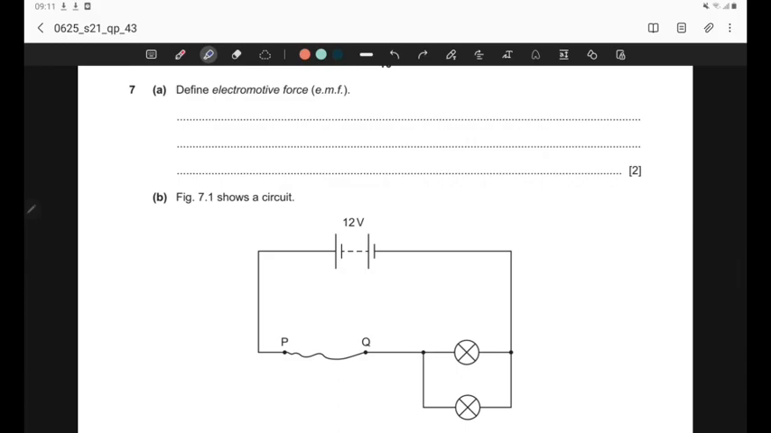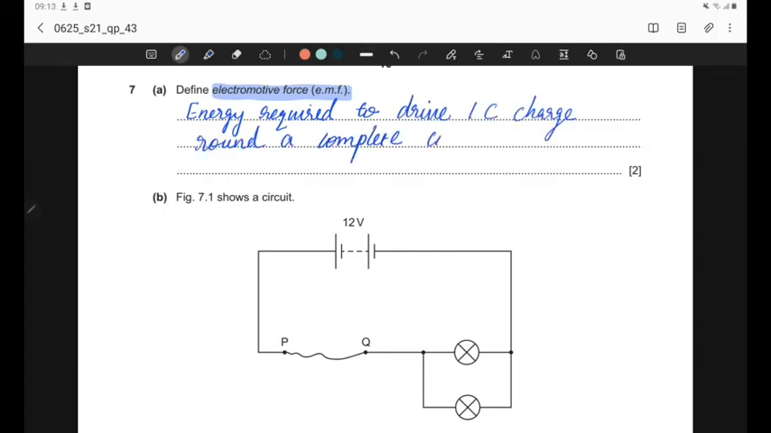Question 7 part A, define electromotive force. This is a very important definition. According to the definition, electromotive force is the energy required to drive 1 coulomb charge round a complete circuit. If it is an EMF, you should mention a complete circuit. So energy required is a very important keyword, and to drive 1 coulomb charge round a complete circuit is another keyword. If you have written these 2 points only, you can score 2 marks.